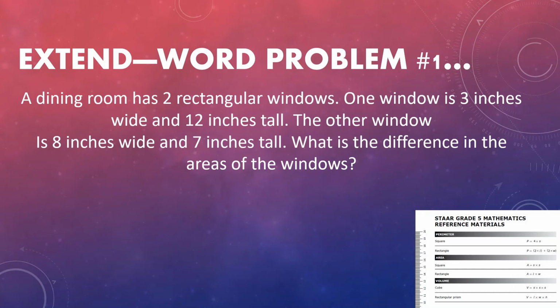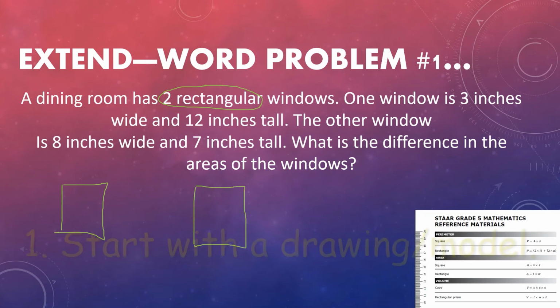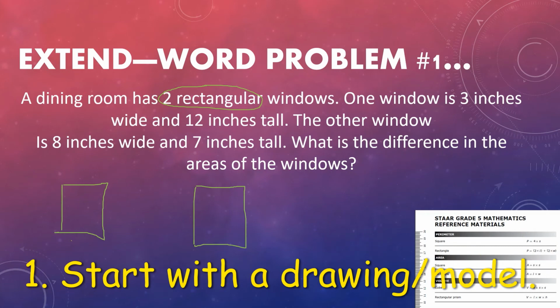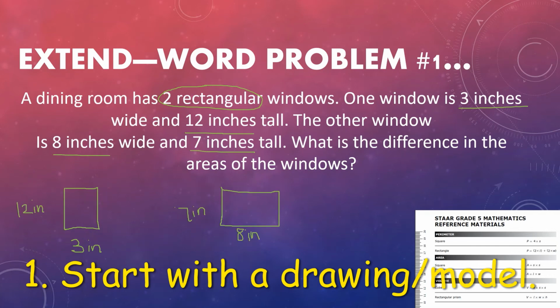The first sentence says the dining room has 2 rectangular windows. That's very important to me. So right now I'm going to draw those 2 windows as they're talking about it. And then it's saying the one window is 3 inches wide and 12 inches tall. So I'm going to be labeling all of these dimensions that they're talking about, and all of this information is important to me, so I'm going to underline all of these.